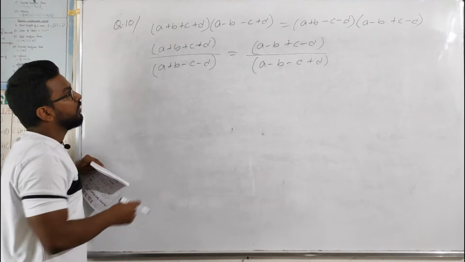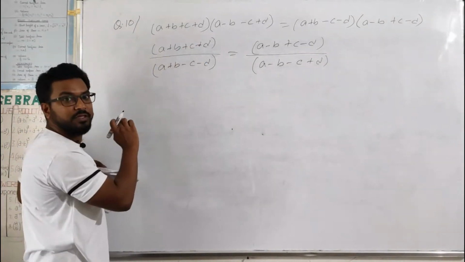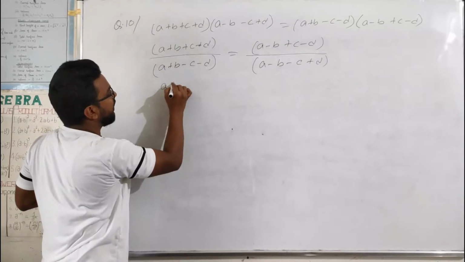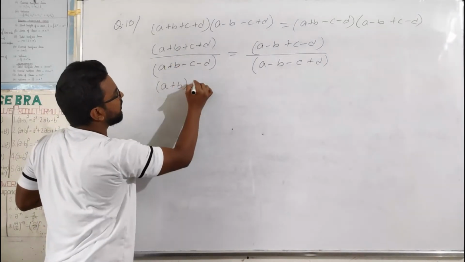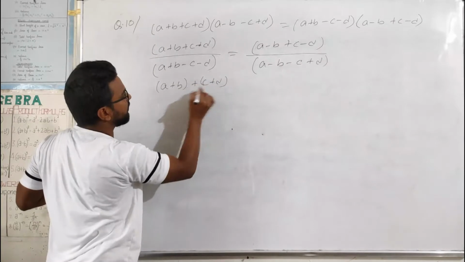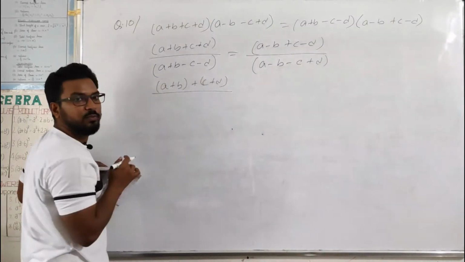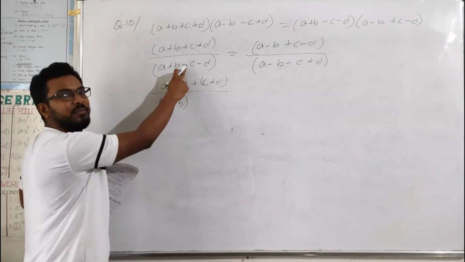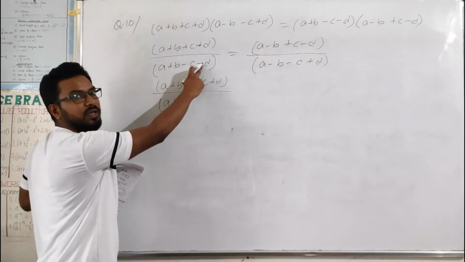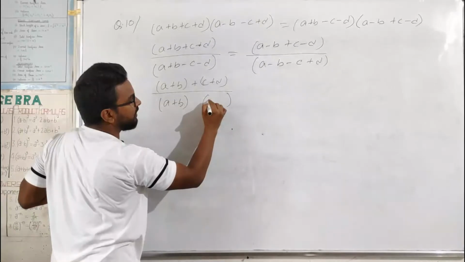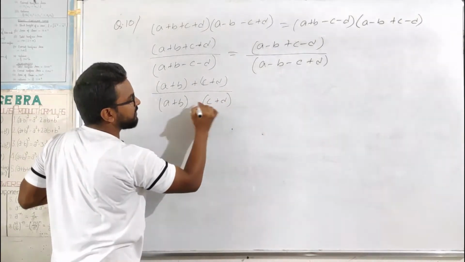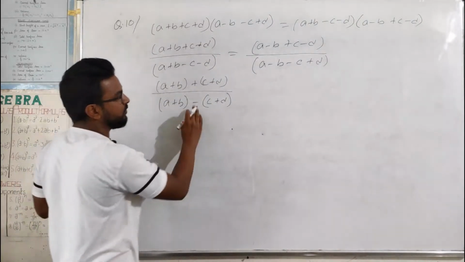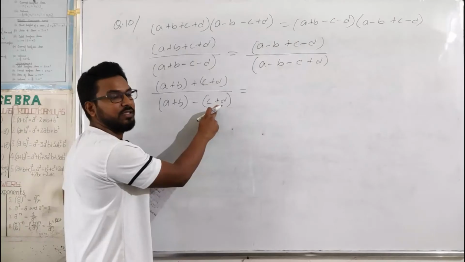Next, what will you do? How many terms are here? 4 terms. So you try to convert them into 2 different groups. Let me write a plus b in one group and plus c plus d in another group. Similarly, this also we can bring. So we can write a plus b. What sign is here? Minus, and here also it is minus. So if you take into bracket, it will become plus, because minus plus it will become minus. As soon as you take the bracket, the sign will change.